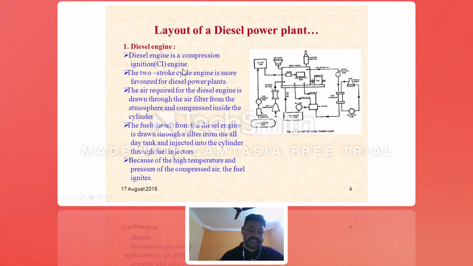The diesel engine is a compression ignition engine, called a CI engine. The two-stroke cycle engine is more favored in diesel power plants. Air required for the diesel engine is drawn through the air filter from the atmosphere and compressed inside the cylinder. Even for a two-wheeler, air is important. Air and diesel are put together, and the air coming in is allowed through the filter. The fuel is drawn through the filter from the day tank and injected into the cylinder through the fuel injector. Because of the high temperature and pressure of the compressed air, the fuel ignites.